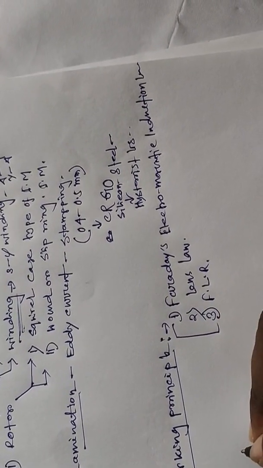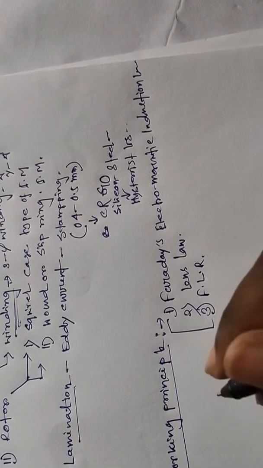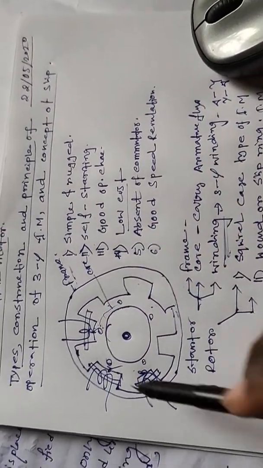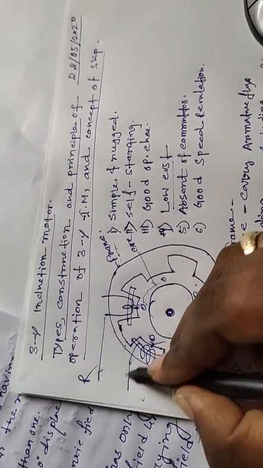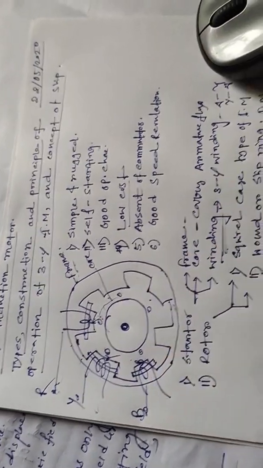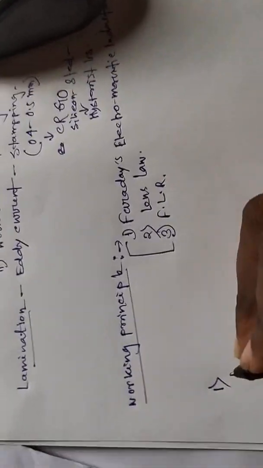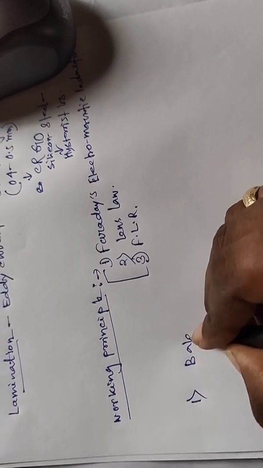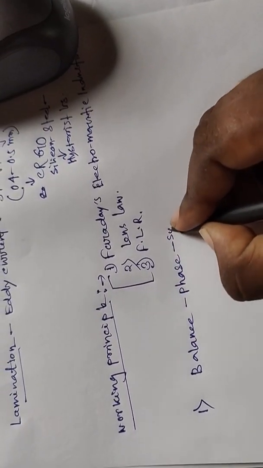This working principle explains how the three phase induction motor works or rotates. Here the supply is a three phase supply, R Y B. This three phase supply is an AC supply. This is the vital point for the working principle: a balanced phase supply.